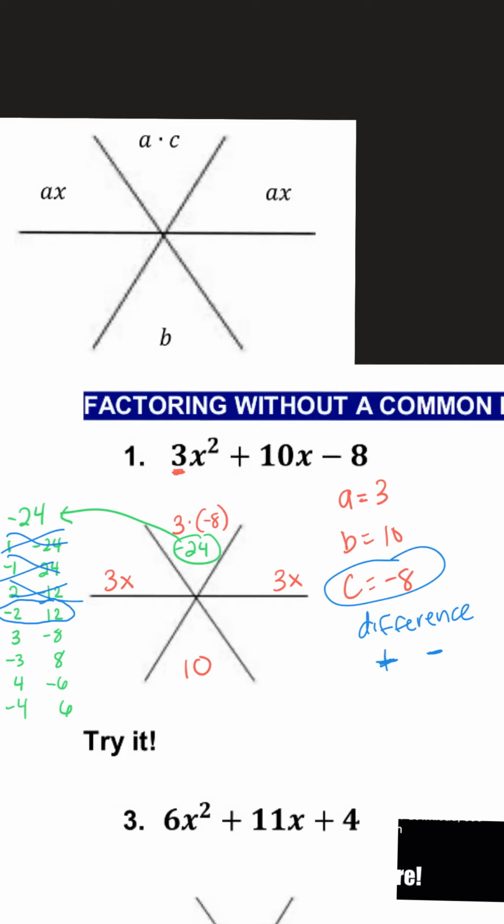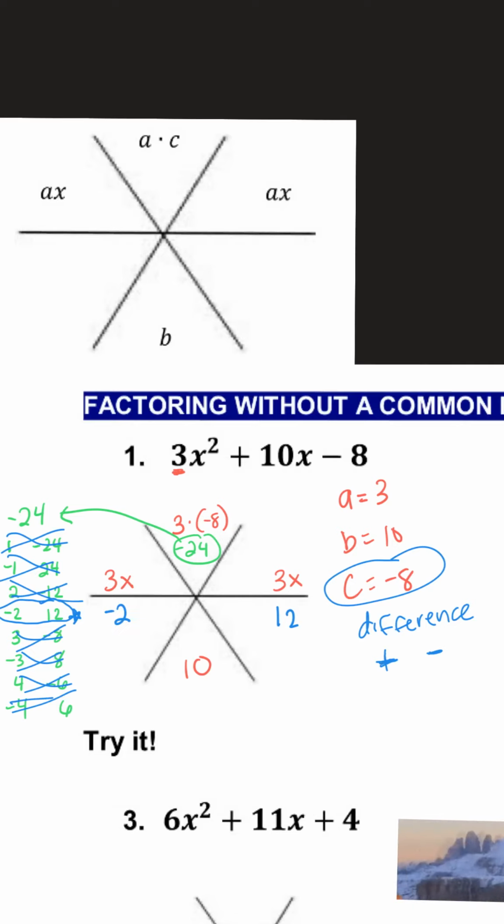3 and negative 8 gives me negative 5. Negative 3 plus 8 gives me positive 5. That's not what we want. 4 minus 6 gives me negative 2. That's not what I want. And negative 4 plus 6 gives me positive 2, which is also not what I want. So we're going to use this negative 2 and 12. So we'll put negative 2 and we'll put 12 here.